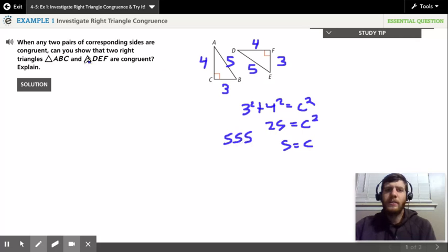The idea here with HL, hypotenuse leg, is that we don't need to do the Pythagorean theorem to show that the third pair of sides is congruent. If we have one pair of legs and the pair of hypotenuses are congruent, and we know they're right triangles, then we can use HL. Okay, let's look at your try it problem.